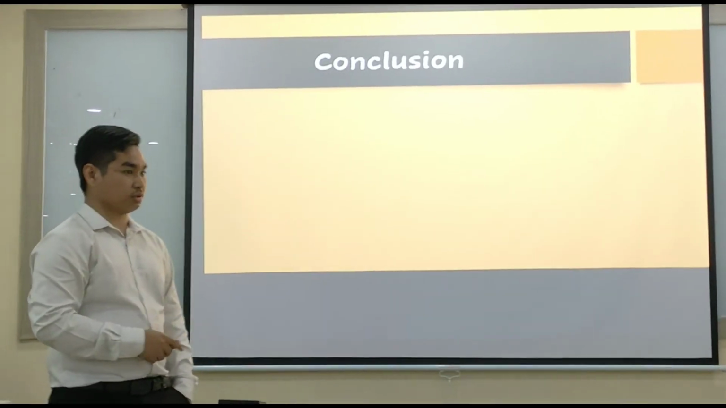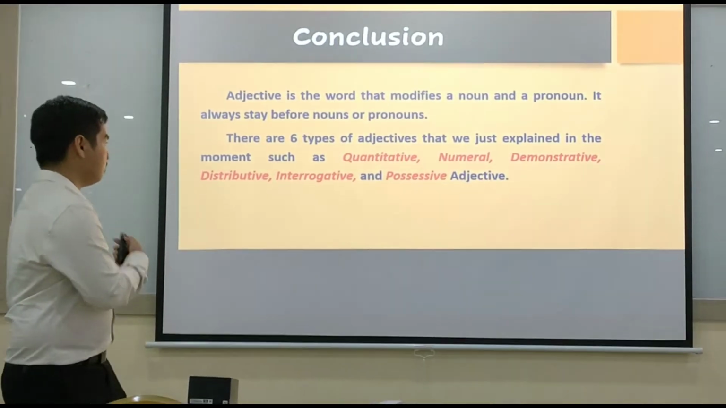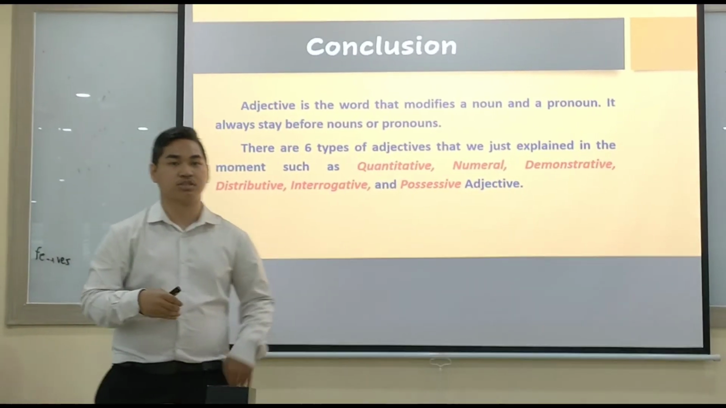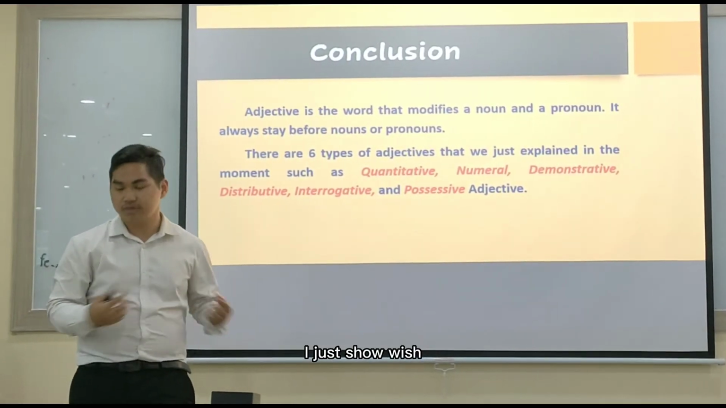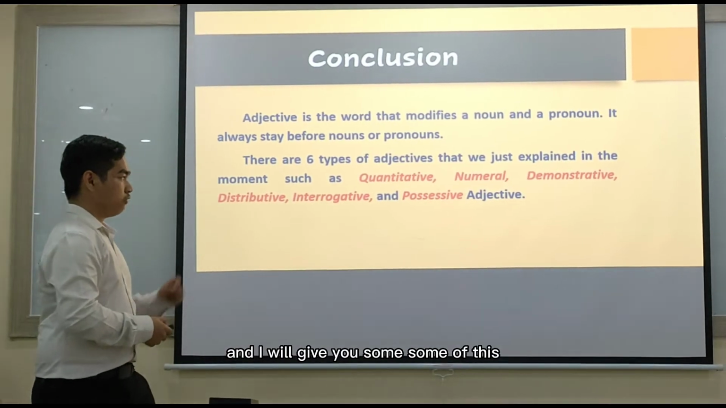And for the conclusion, an adjective is a word that modifies the noun and the pronoun, and they always stay before nouns or pronouns. And there are six types of adjective, which we just showed all of you. And I will give you some summaries.